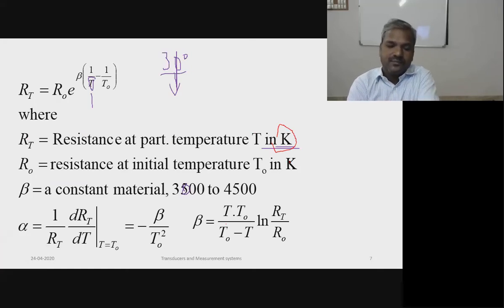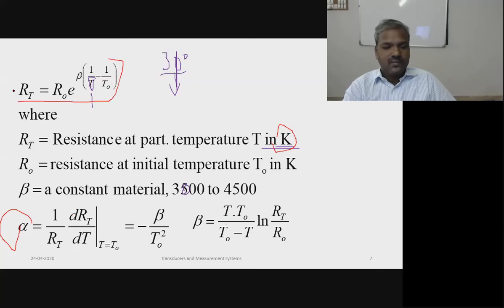Next is how to calculate the sensitivity, the alpha coefficient, of your thermistor. The temperature coefficient of the thermistor is alpha. The alpha value is 1 by RT into dRT by dT. First you differentiate this with respect to T, then finally replace T by T naught.